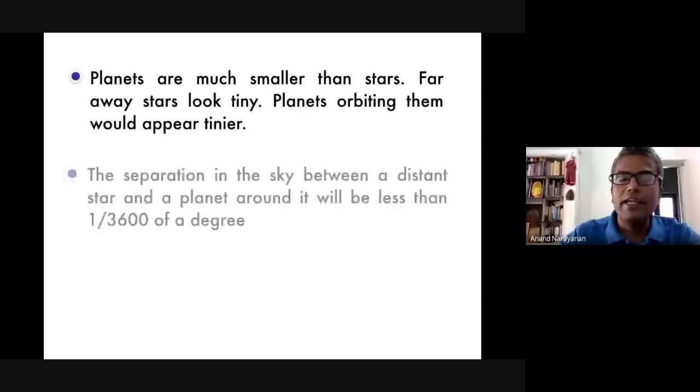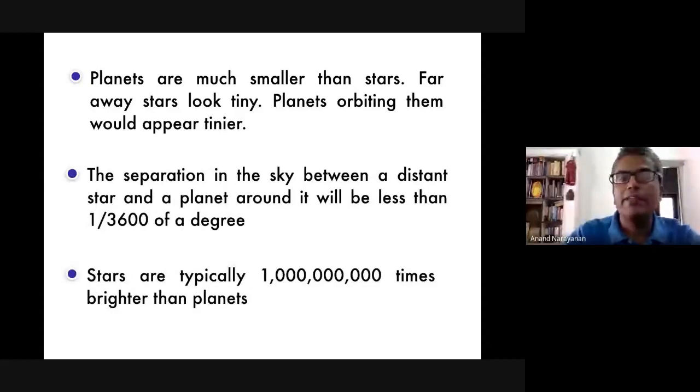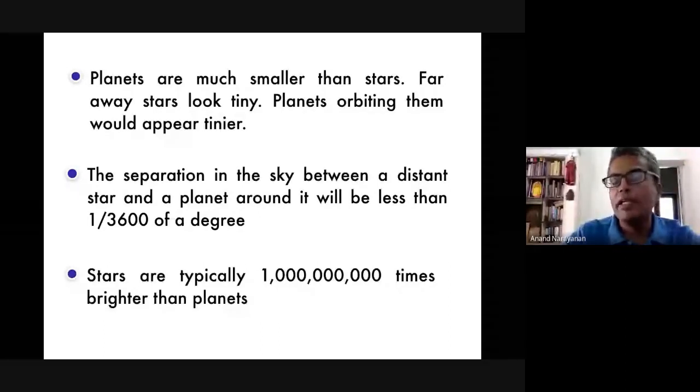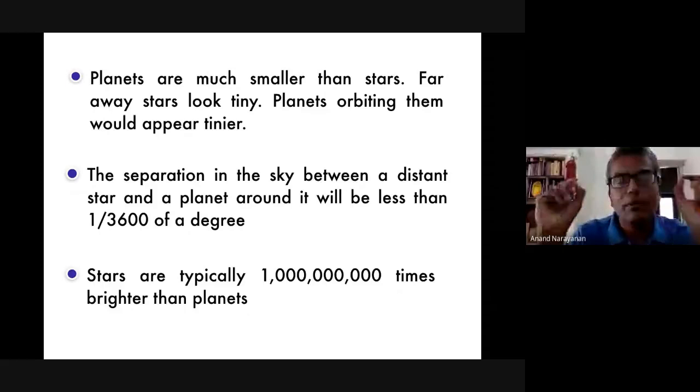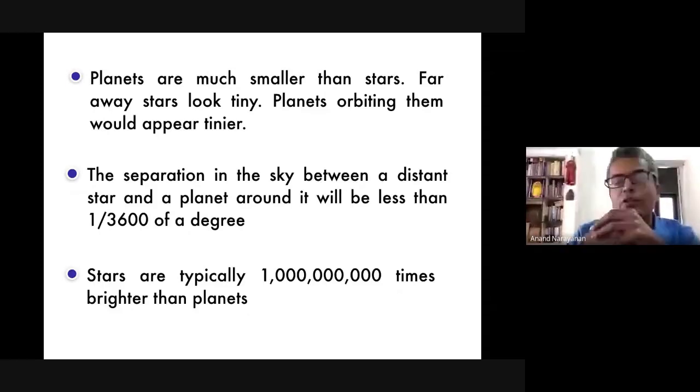So whatever I just said is present in this slide. Okay? Planets are much smaller than stars. Far away stars look tiny. Planets orbiting them will appear even smaller. And typically the angular separation between a star and a planet will be less than 1/3600th of a degree, which means these planet and star are going to be very close to each other in the plane of the sky, and stars are usually incredibly bright compared to planets orbiting them. So the planets are easily lost in the brilliant glare of the stars that they orbit.